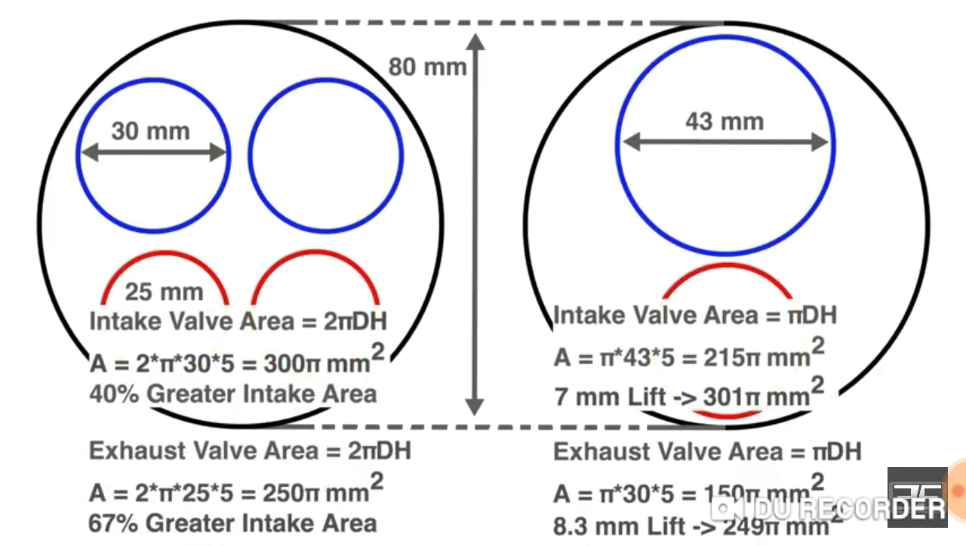Thus, for both intake and exhaust valves, having 4 valves per cylinder will allow for more airflow than using just 2 valves, assuming all other variables are held equal.